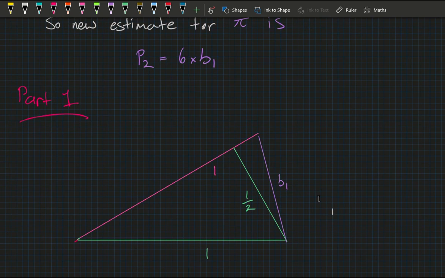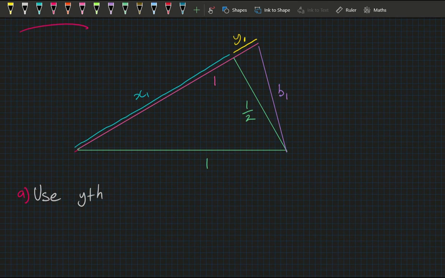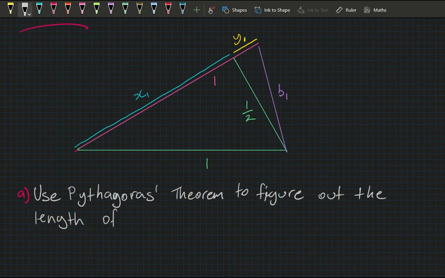But there's 2 other lines here that are very important, okay? And so I'm going to mark this one here as x1 and this one here as y1. These numbers or algebraic terms are just to represent the length of that line. Okay, so let's get on to your questions. In part A, I want you to use Pythagoras' theorem to figure out the length of x1 and leave that in exact form.